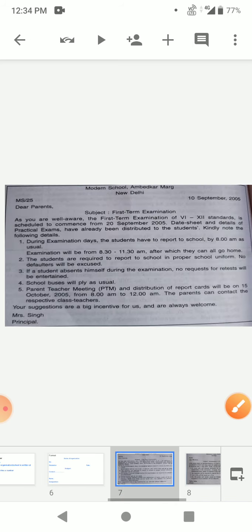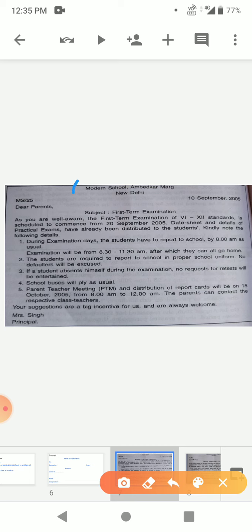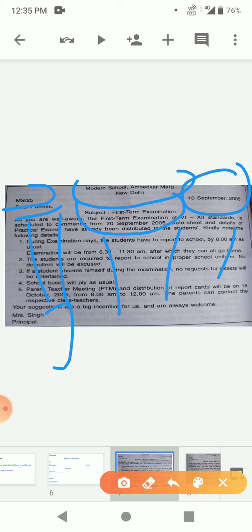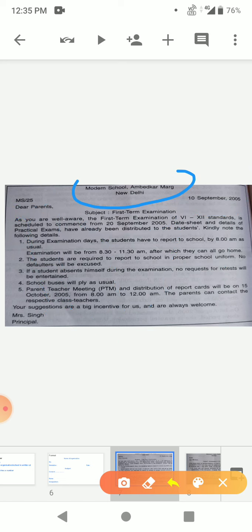So now here are some samples, these are from your books. Now look here, we have name of the organization here, date is here, number is here, salutation is here, this is subject, and this is content, and then this is name and designation. So, Modern School, Ambedkar Marg, New Delhi, date is mentioned there, and on the left side number is there, and salutation, dear parents. So this is for parents.